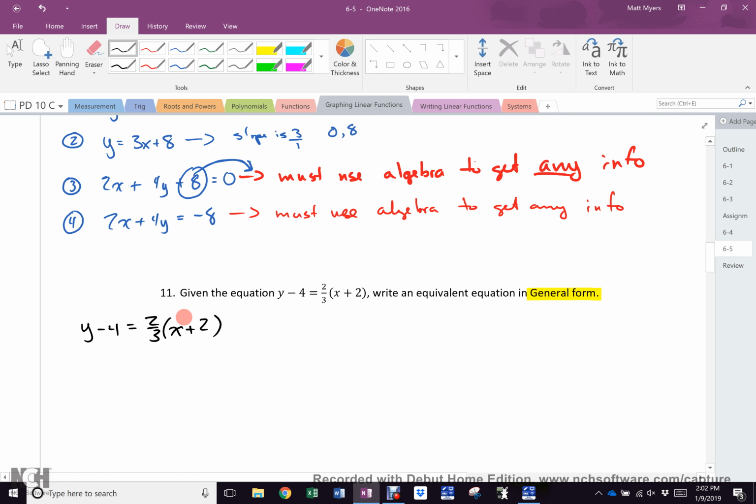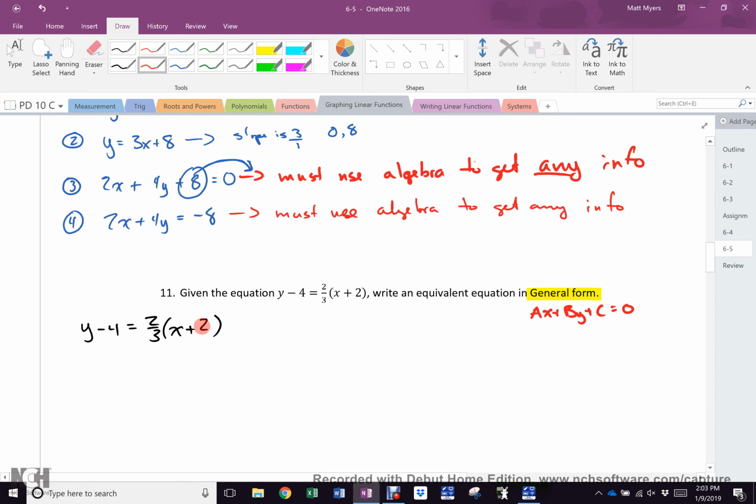To make this look like general form, you're going to multiply and get rid of the fraction. What bothers you? That negative 4 bothers you. No, the fraction does. The fraction bothers you. Multiply it. What else bothers you?